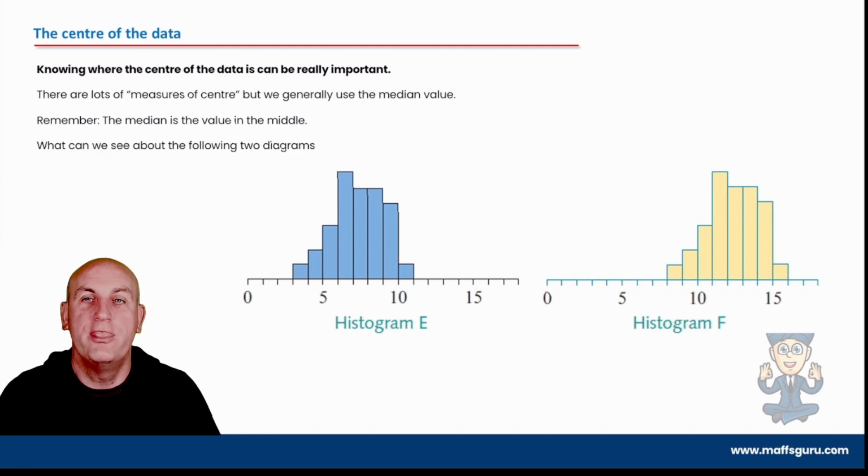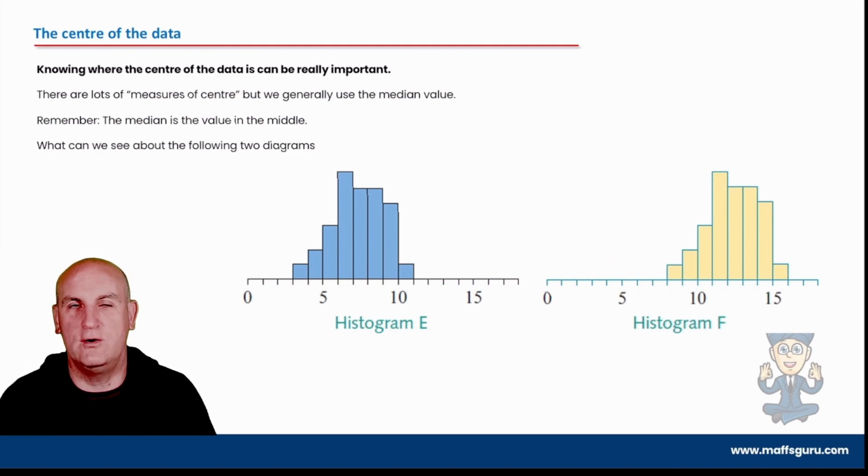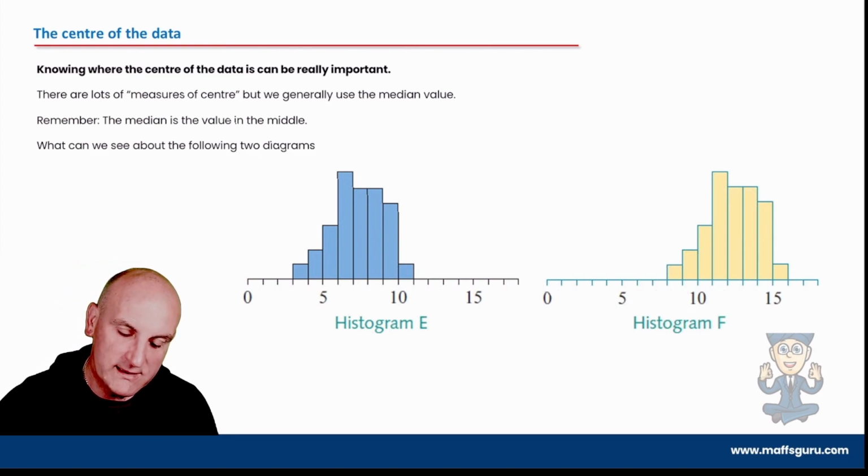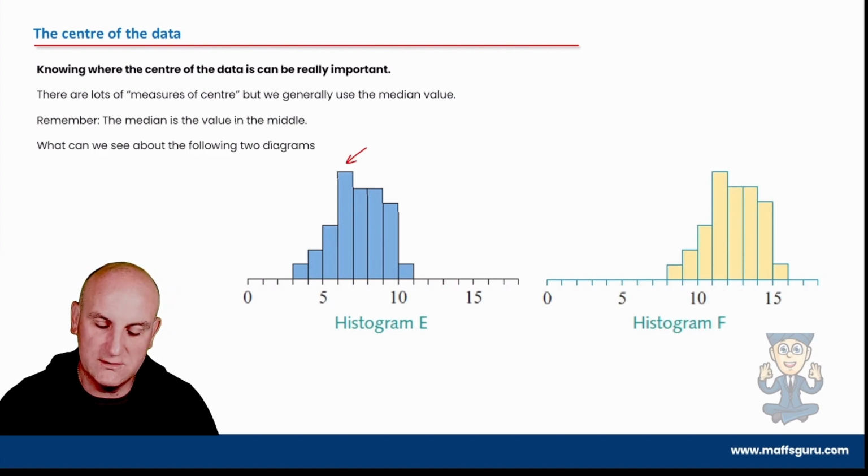What else? The center of the data. Where do we think the center is of this data? Where's the middle data item? Again, please remember these are just numbers. So a histogram is just showing you that, for example, here, there are a certain number of 5s.